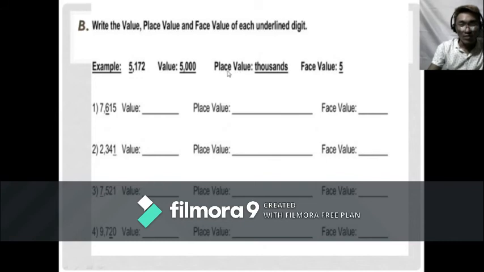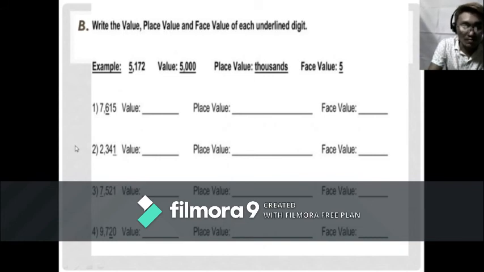Now, for the place value, the underlined number is 5, so we are in the place value of thousands here. Then the face value is the numerical number, so the underlined digit is 5. So you write 5. Now you can do number 1 to number 4. And now let us check your answer.